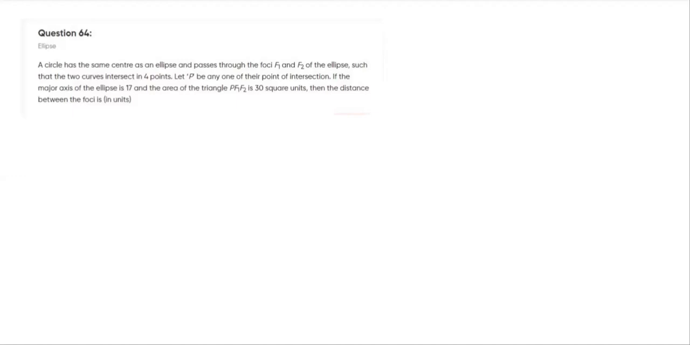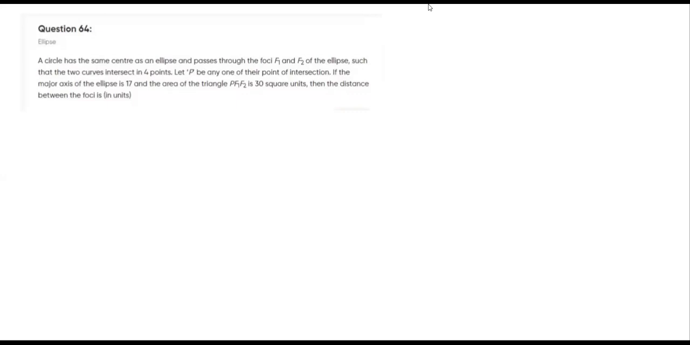So it is a circle that has the same center as an ellipse and passes through the foci F1 and F2 of the ellipse. As I told you, whenever you have something like that, you draw the figure. Before that, let's assume that the equation of the ellipse is x square by a square plus y square by b square equal to 1.